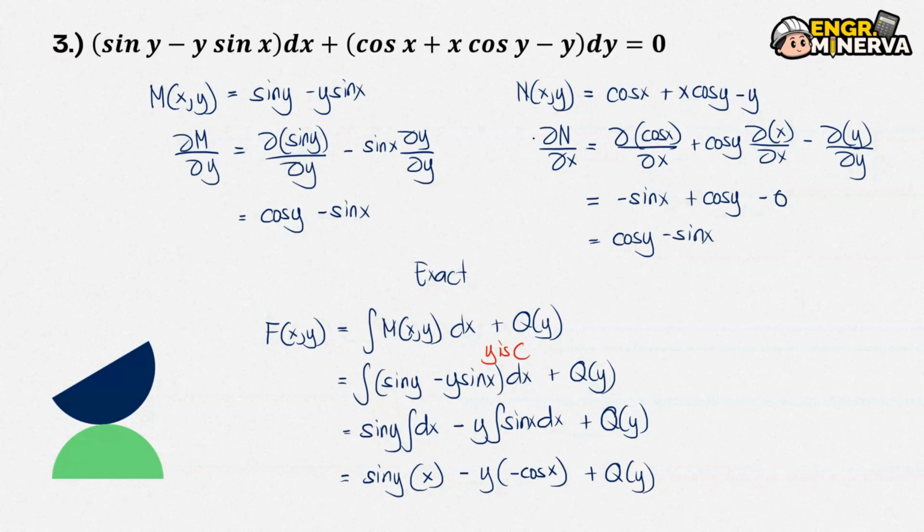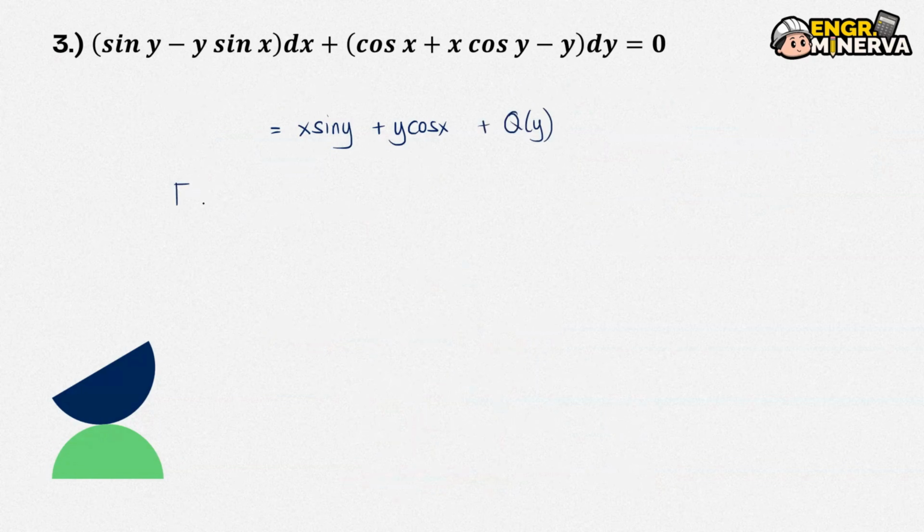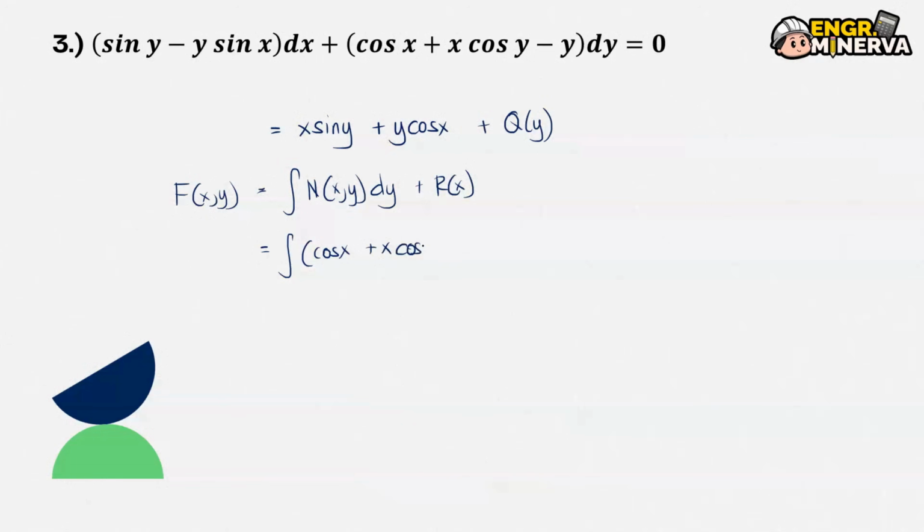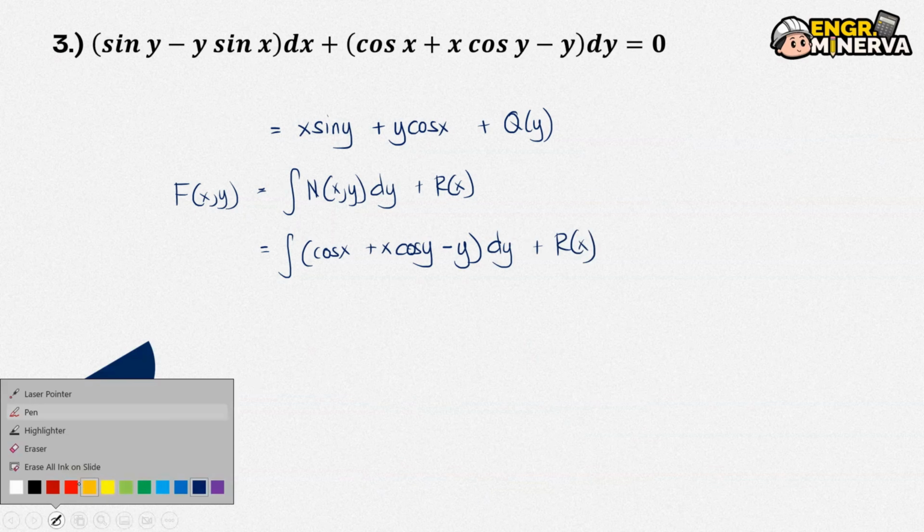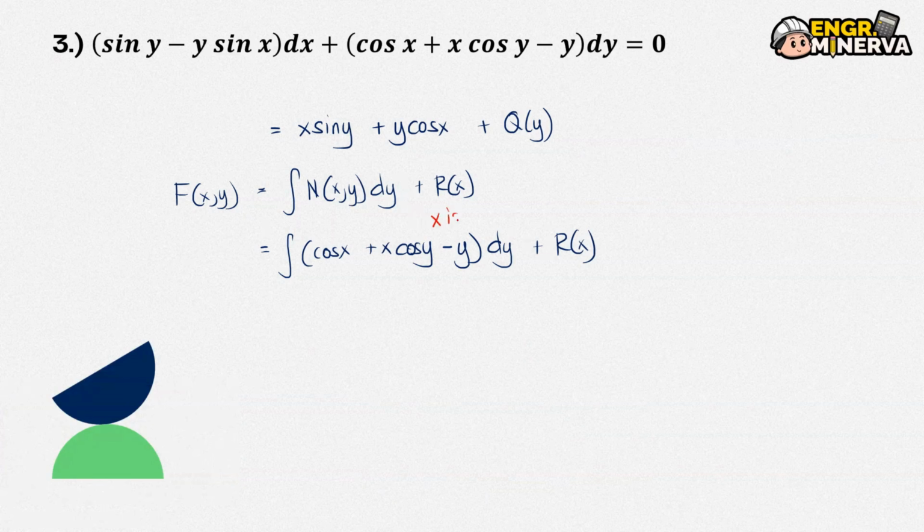Okay, next. For N of x and y, that would be the integral of N of x and y dy plus r of x. So integrate cosine x plus x cosine y minus y dy plus r of x. Since we are integrating with respect to y, x is constant, so we could factor out x here.